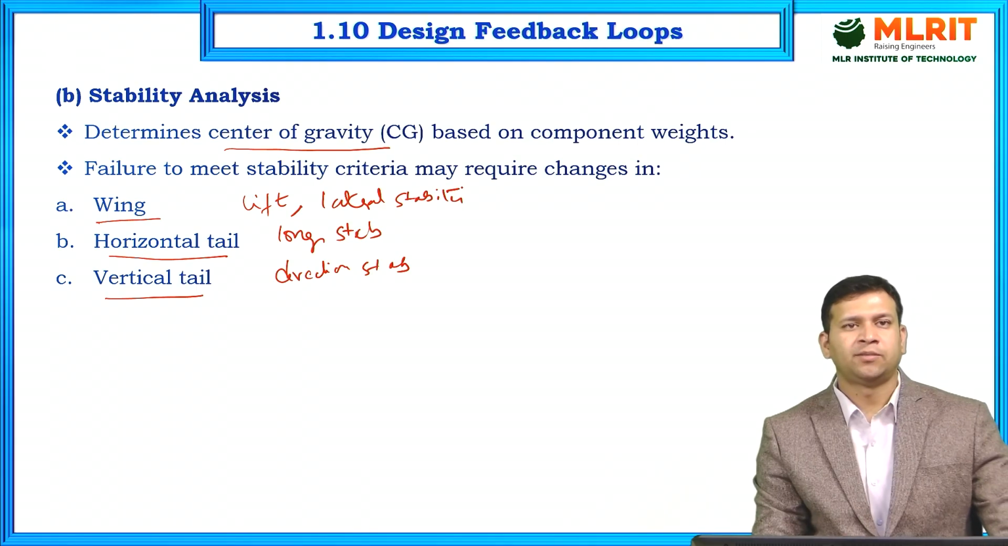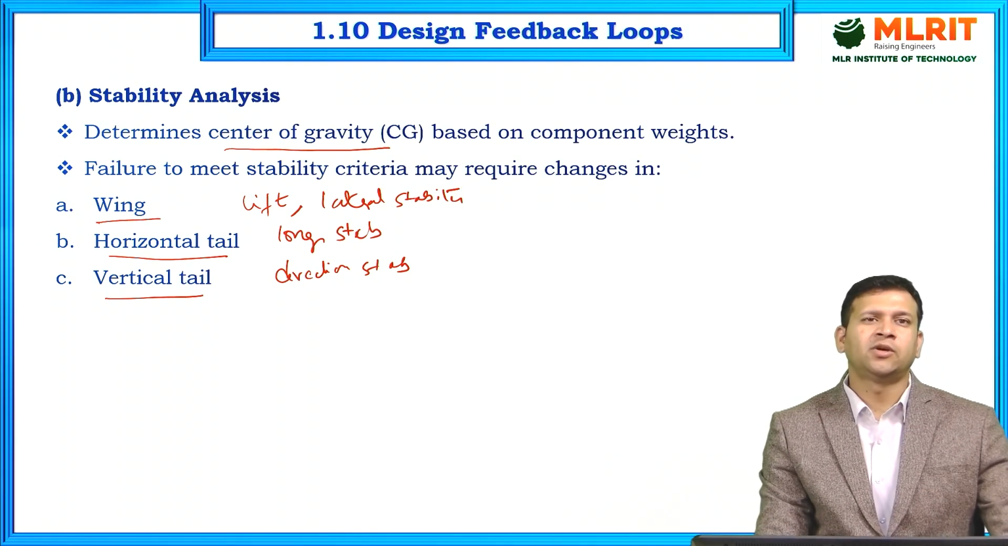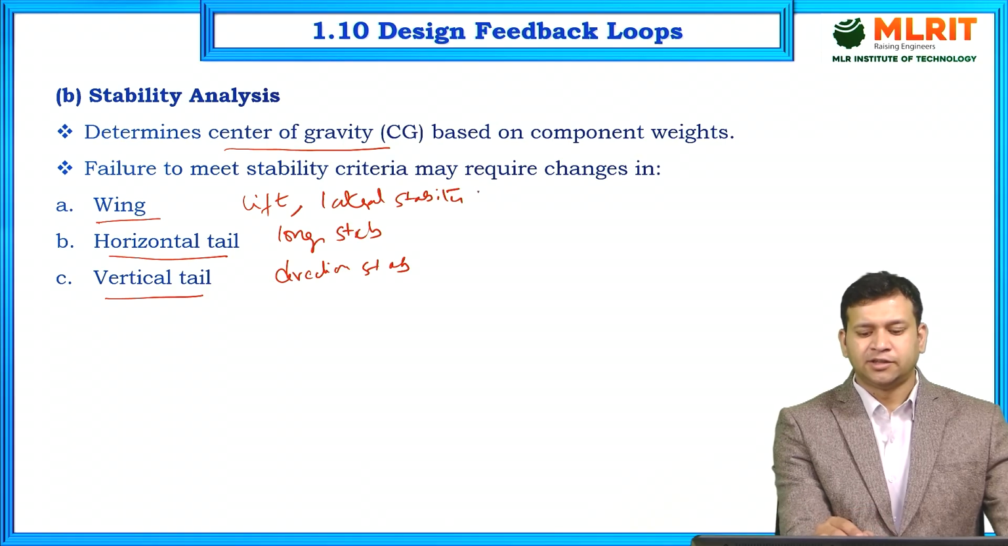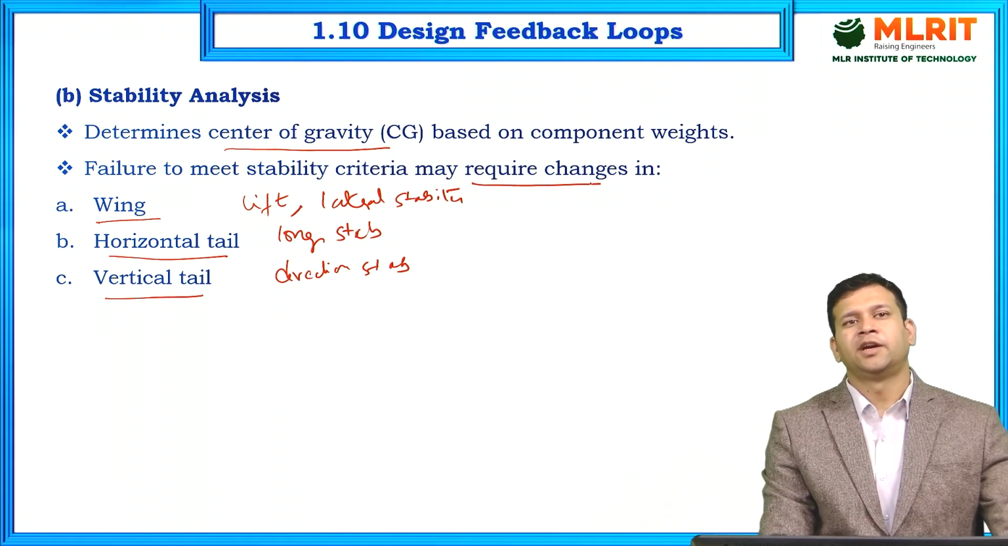So these parameters: wing is for lateral stability, horizontal tail is for longitudinal stability, vertical tail is for directional stability. If the results are not matching with the requirements, then it may require changes in wing, horizontal tail and vertical tail.